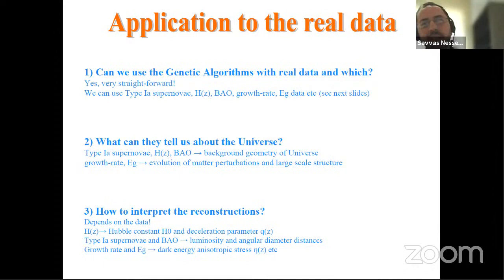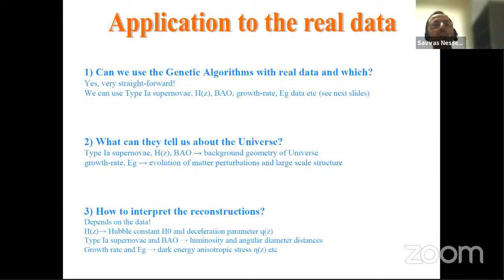Using the CMB is a bit tricky, at least the full CMB, like the Planck likelihood. I haven't found a way to do that, but I'm planning to do that in the coming months, or if I manage to do it somehow. But of course, in that case, one could use, for example, the compressed CMB shift parameters. If someone has some questions about this, we can discuss later.